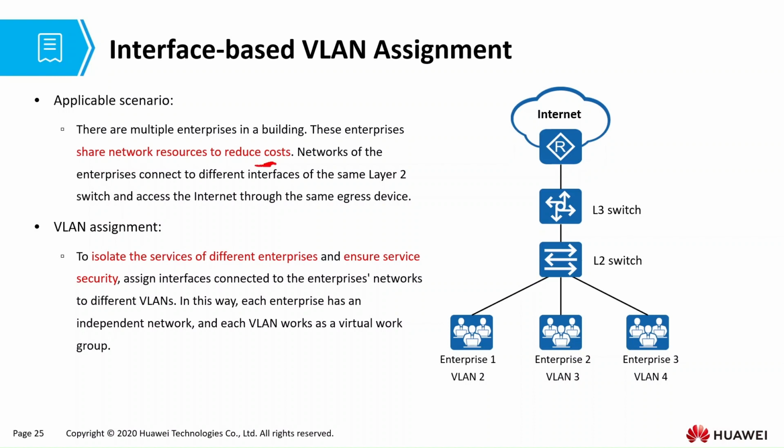So at that part, you are connected to a different interface under the same switch. So for example here, you have enterprise one. What happens? You are going to allocate all of enterprise one's users to one VLAN. Enterprise two, you assign to another VLAN. And enterprise three, you also assign to another VLAN. So this is another example where you are going to apply the interface-based VLAN, if you have different enterprises but they are sharing the resources of your network.